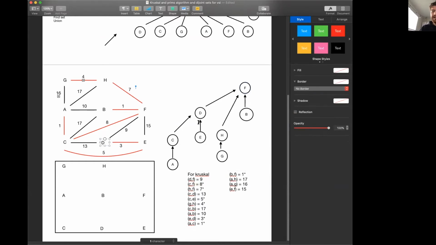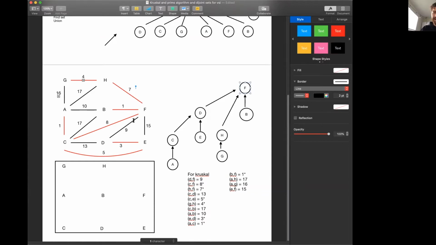So again, we go back to the process we were doing. We called find set on D, that gave me F. We called find set on F, it is the root, so it will bring back F. And that tells me D and F are in the same disjoint set. So I'm not going to call union on them because it doesn't make sense to call union on them.